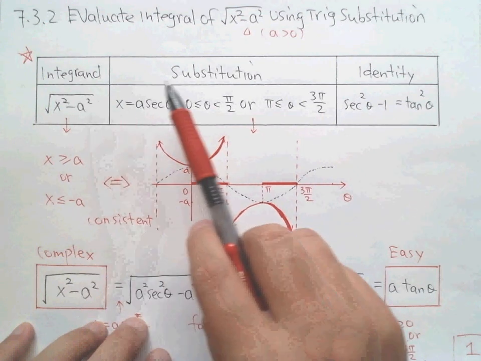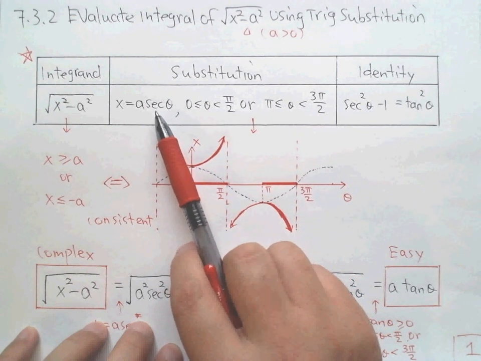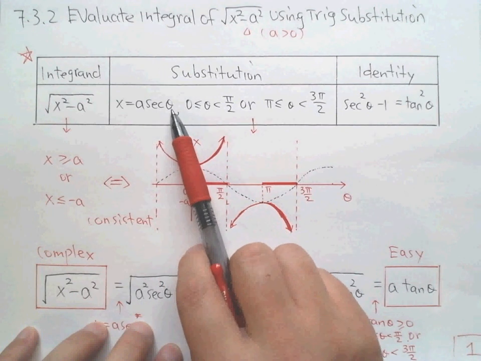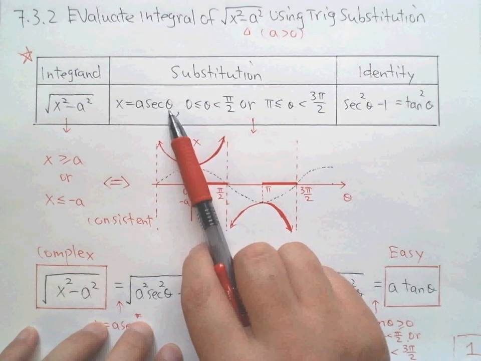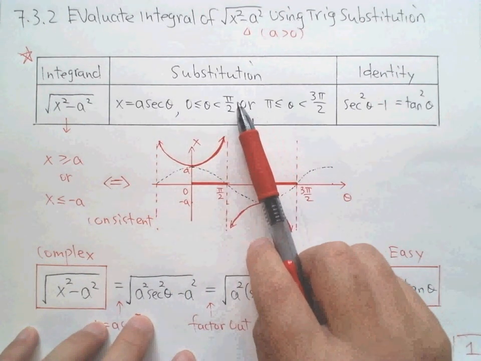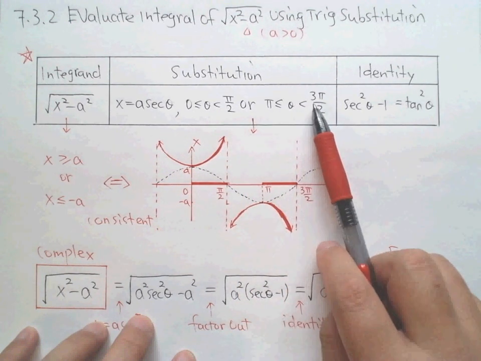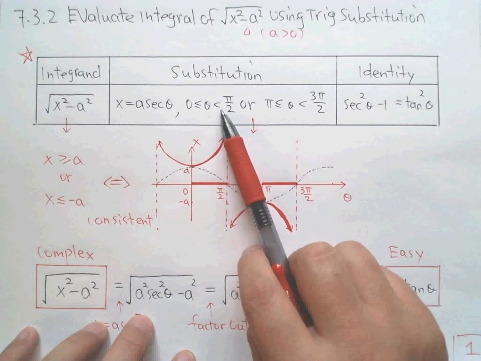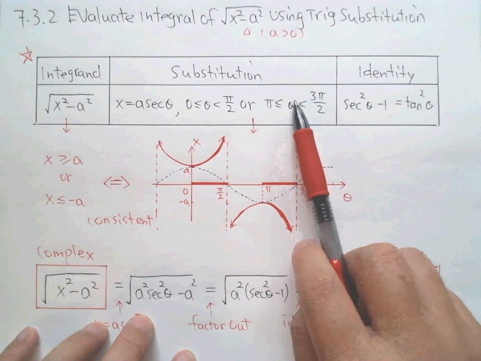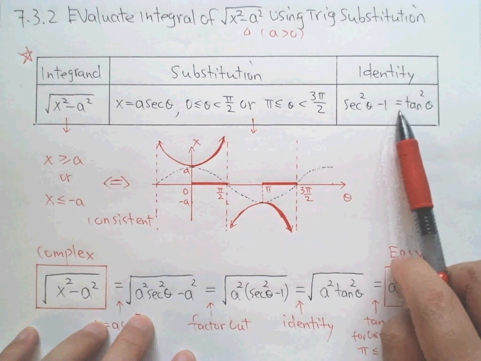The traditional suggestion is this, and this is the most popular one. We do x equals a times secant theta. And the domain for theta, we suggested it before, right? It's important. Theta is between 0 and pi over 2, or pi to 3 pi over 2, which is Q1 or Q3 of the unit circle. And then the identity we need to use is secant squared minus 1 equals tangent squared, this is the Pythagorean identity, right?